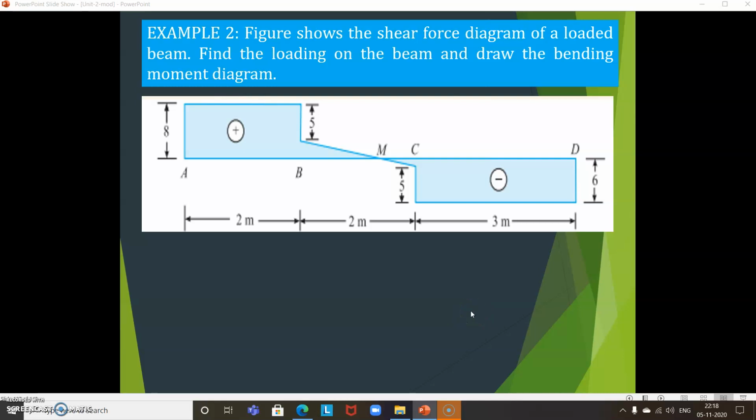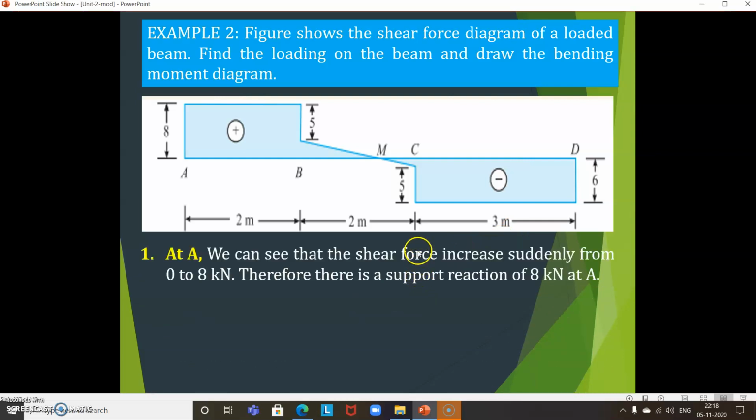Let us take one more example. A figure shows the shear force diagram of a loaded beam. Find the loading on the beam and draw the bending moment diagram. Okay, the shear force diagram is given. So you have to calculate the loading. How can you do it? Start from point A.